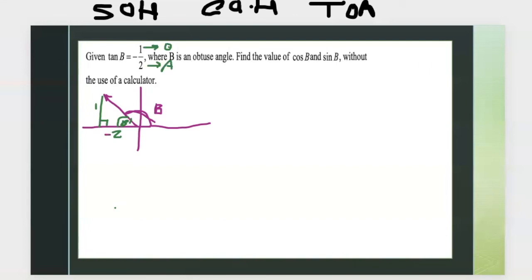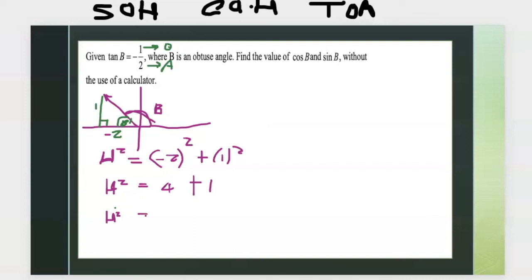The only thing I need to find now is the hypotenuse. The hypotenuse squared is equal to the adjacent squared plus the opposite squared. So the hypotenuse squared is equal to minus 2 squared, that's 4, plus 1 squared, that's 1. So 4 plus 1 is 5. So h squared is equal to 5, and then I square root both sides. So h is equal to root 5.